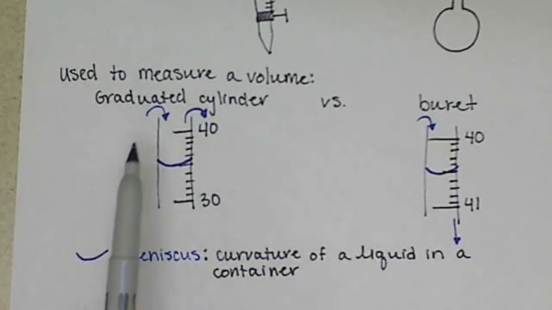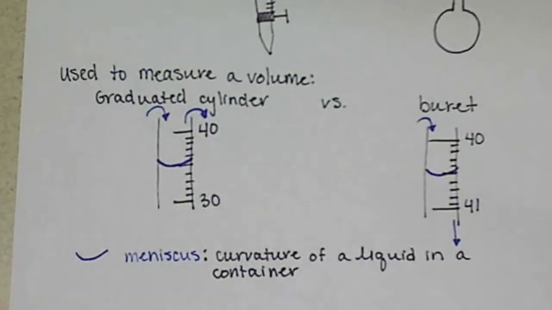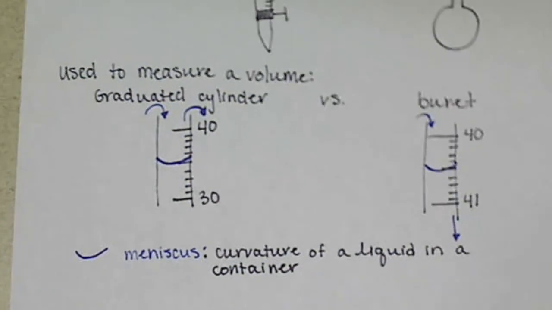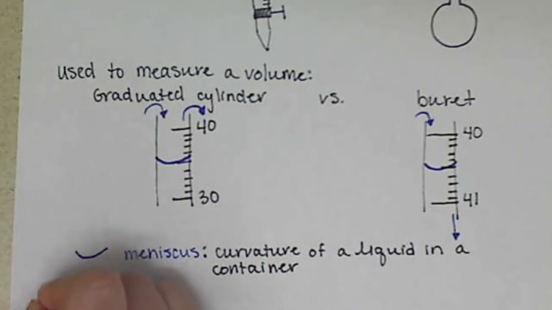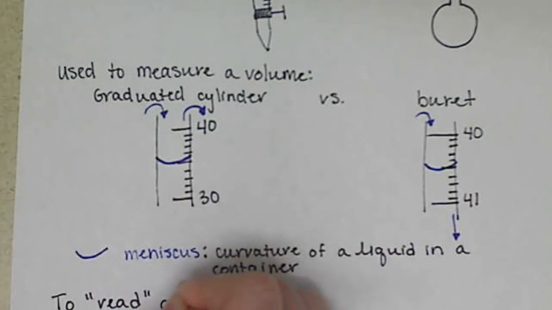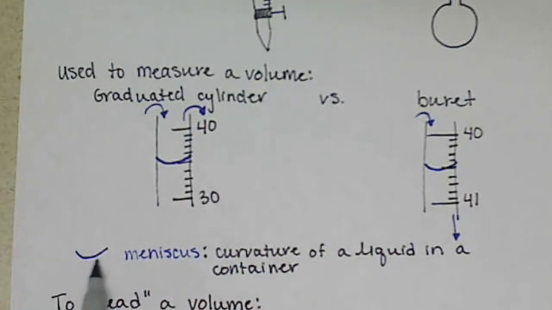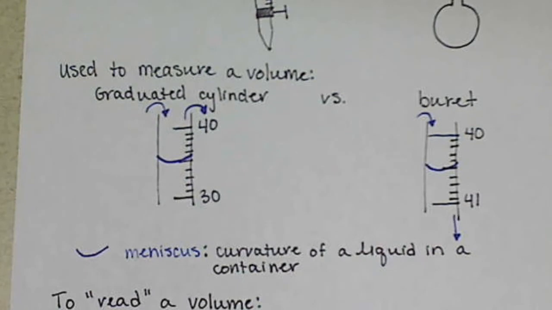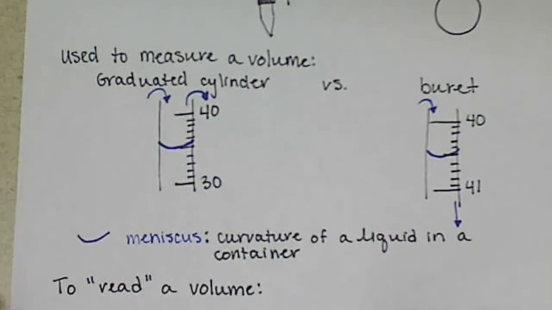So we are going to use a graduated cylinder and a burette in order to determine a volume of a liquid. Okay, so to read a volume, what we want to do is we want to read the bottom of this meniscus, not the top of there. We want to read the bottom. And if we were doing this in a lab setting, you would want to get at eye level to the bottom of that meniscus.